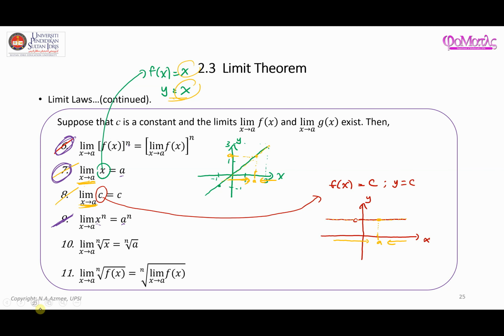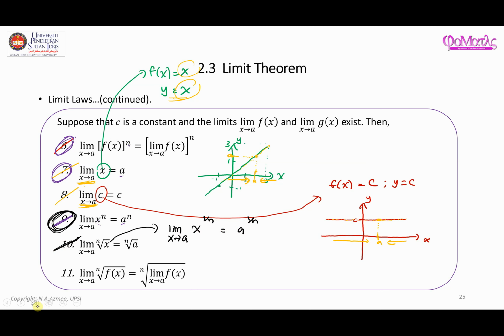Now how about rule number 10? Rule number 10 here is similar to rule number 9, except that instead of x to the power of n, what you have here, if I write it in a different form, is x to the power of 1 over n. So the exponent here is in terms of a fraction. If you have 1 over n, the answer here is going to be a to the power of 1 over n. So rule number 10 comes directly from understanding rule number 9.